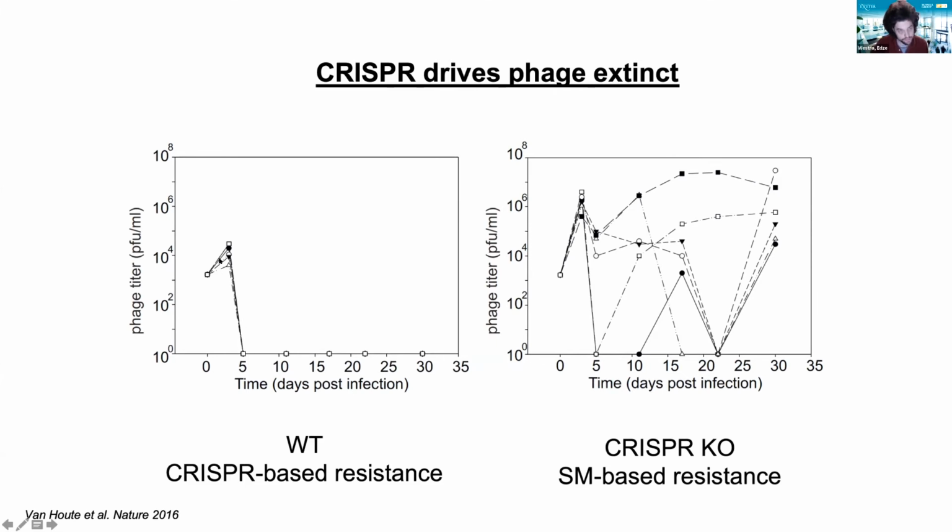These are 6 different replicate experiments. We see that it's very reproducible and the phage is wiped out very quickly if the bacteria carry a CRISPR-Cas immune system and when they use it. But if we do the same infection experiment with a mutant that lacks a functional CRISPR system, we now see that the phage can persist for the entire experiment, which lasted 30 days in this case. So the presence of CRISPR-Cas has important implications for the ability of phages to persist.